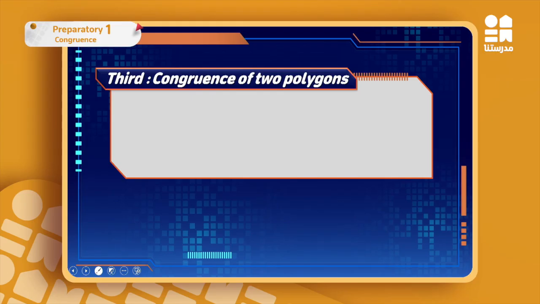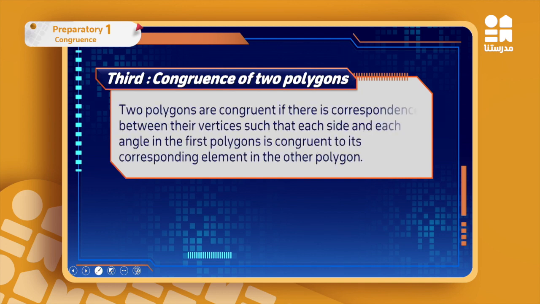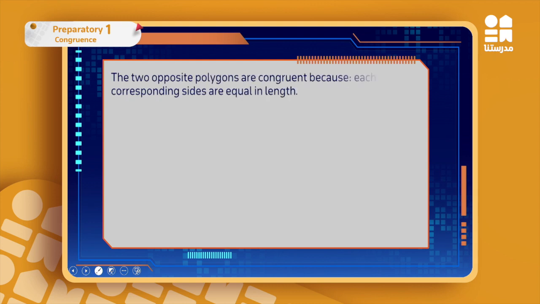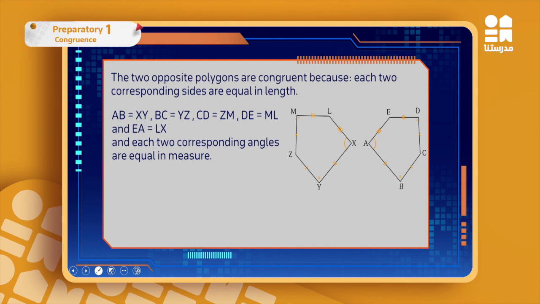Then, the third, congruence of two polygons. Two polygons are congruent if there is a correspondence between their vertices, such that each side and each angle in the first polygon is congruent to its corresponding element in the other polygon. Like what? The two opposite polygons are congruent because each two corresponding sides are equal in length.